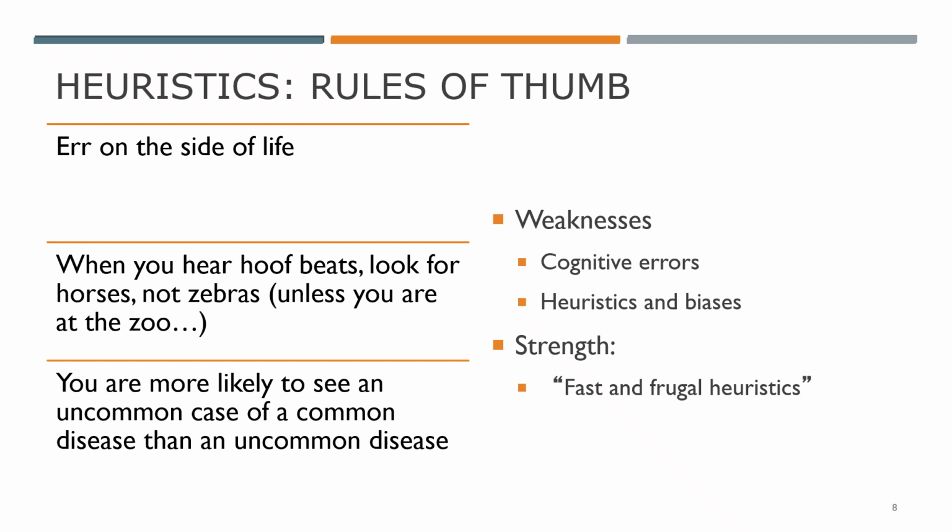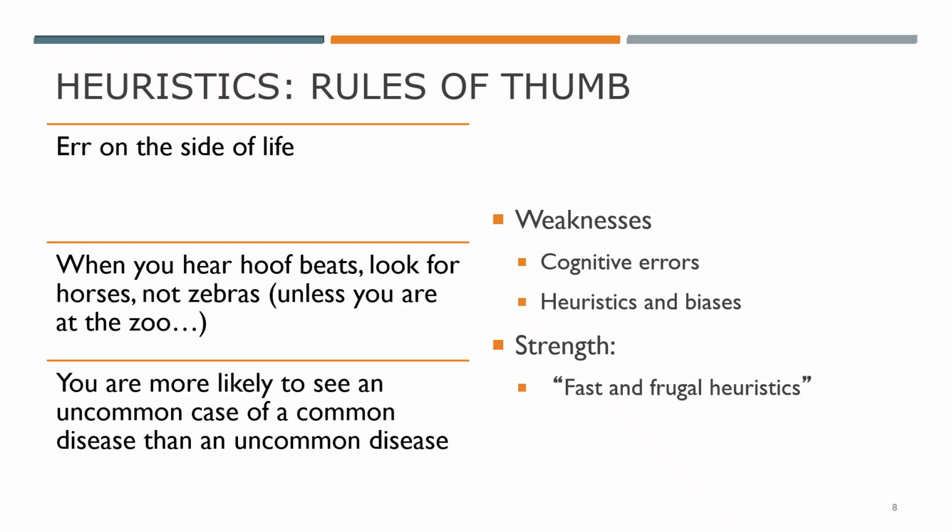Uncommon presentations of common diseases are more likely than rare diseases. For example, pneumonia presenting unusually is still more likely than a truly exotic illness. These shortcuts can be extremely helpful, but they also have weaknesses. They can lead to cognitive errors when a clinician jumps to conclusions too quickly. They may introduce biases, causing rare but critical conditions to be overlooked.